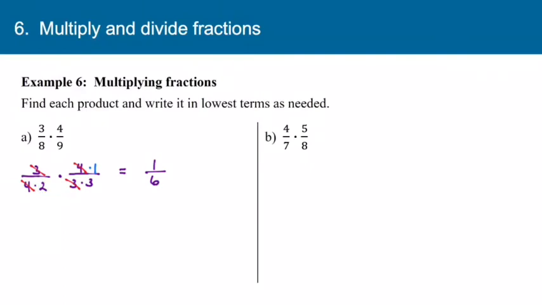Now let me show you a way of writing this that may be a little bit faster for you. I think you're actually going to want to graduate to this way of writing it eventually. So we could start with 3/8 times 4/9. And instead of writing out the factors, you can do this mentally. You can say, okay, I see a 3 in the top and a 9 in the bottom, and both of these are 3 times something.